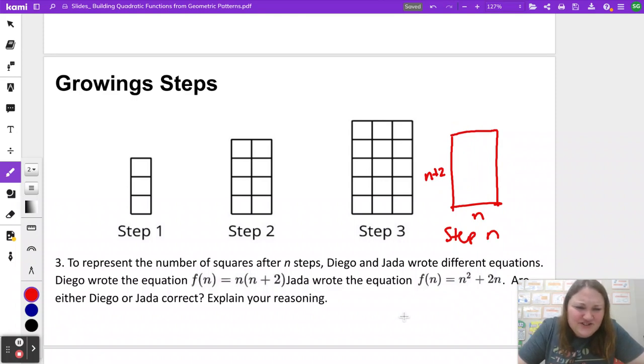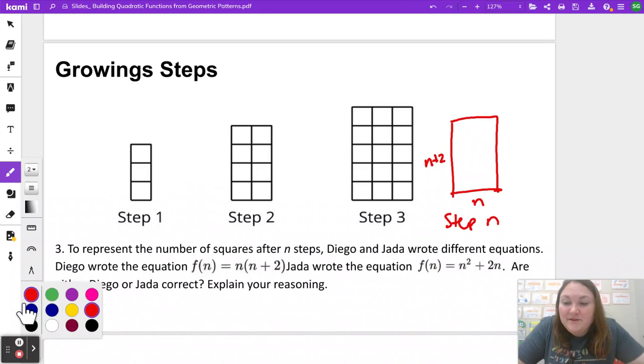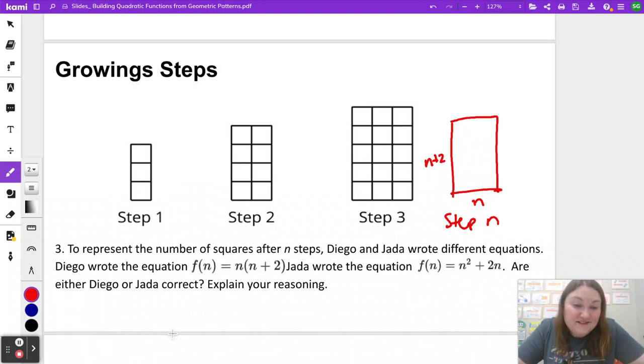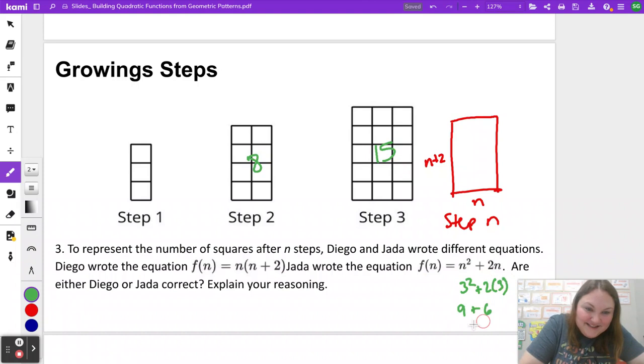Looking at Jada's, she's got n squared plus 2n. And this, in the past with my in-person students, has been harder to figure out. Some people say, I don't know if it's right or not, but I know how to check. We said it earlier, right? You could check this equation by taking some of the numbers we know. For example, we know step 3 has 15, and we know step 2 has 8. And you might notice that if you put step 3 into this equation, it gives you 9 plus 6, it gives you 15, which is what we want it to give us.